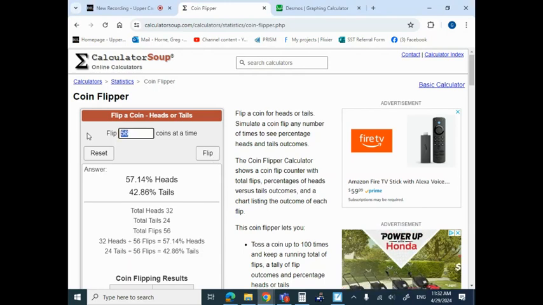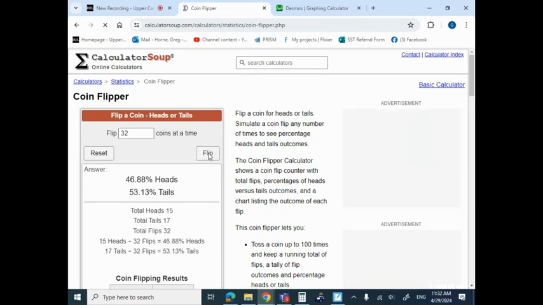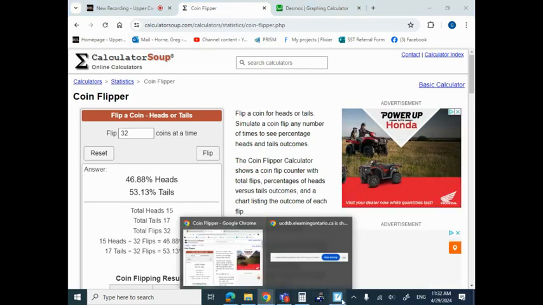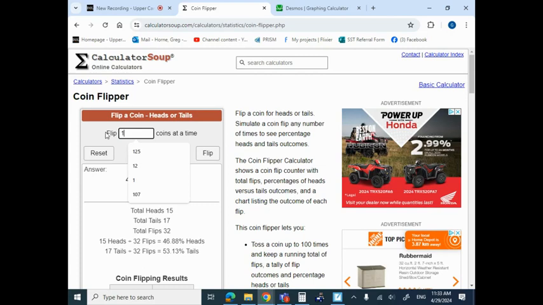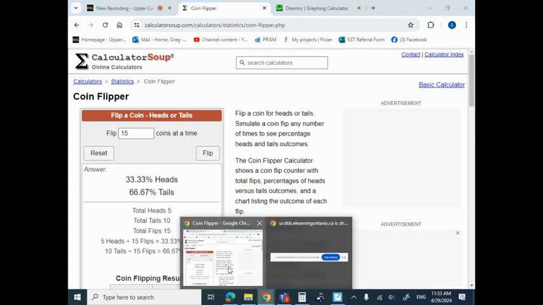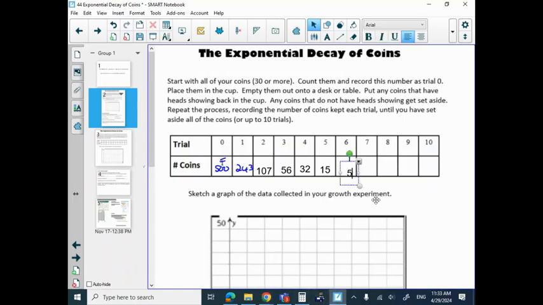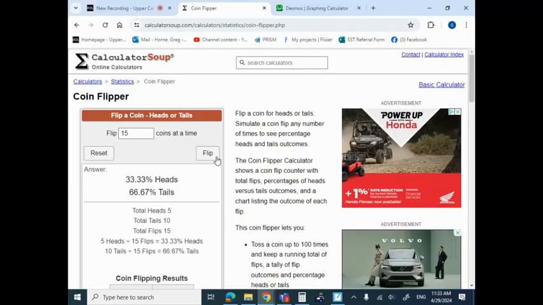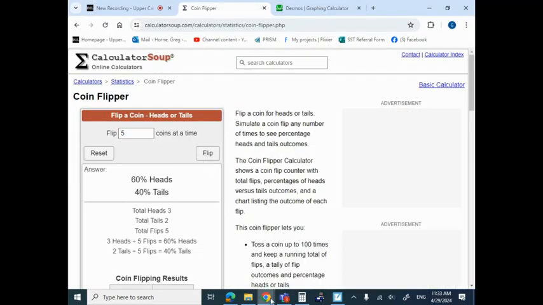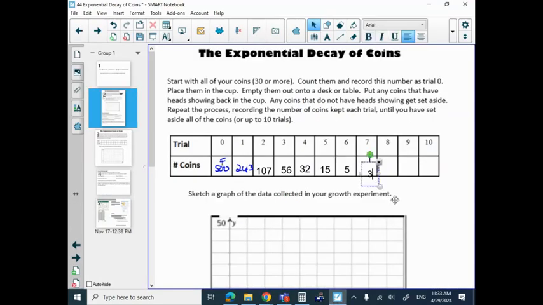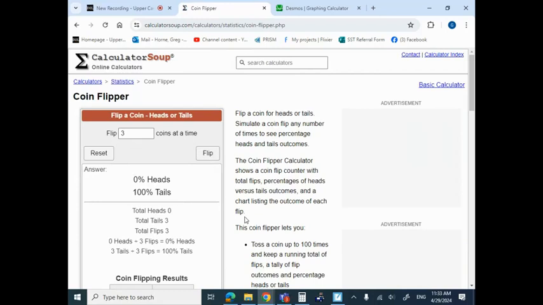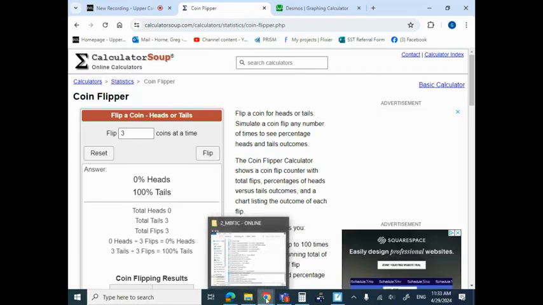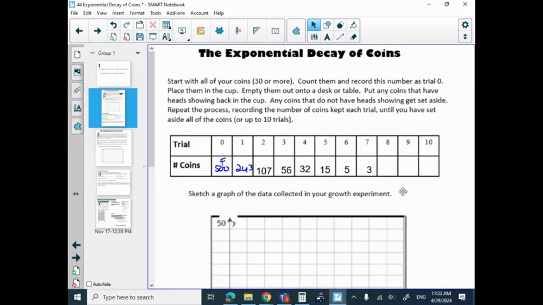So you're going to do this with just different numbers, so don't start with 500. Flipping here, 15 of them. Get a chance to see your exponential result and analyze it. 15, flip, five of them left. And none. Went from three right to zero. A lot of students got down to one coin, one, one, one. This one went to zero.